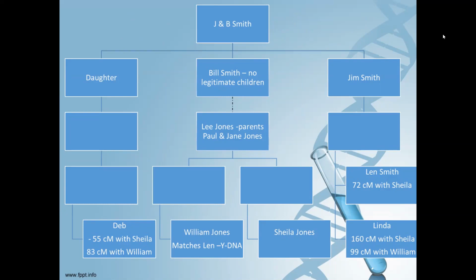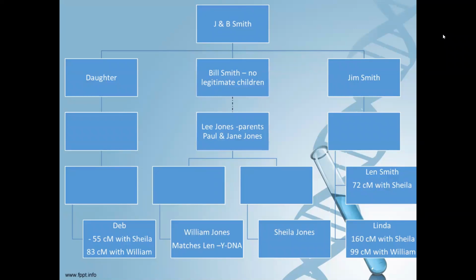Deb descends from them over on the left-hand side of the chart through a daughter of theirs. And then over on the right-hand side of the chart, Len and Linda, those are Deb's cousins, and she knows them. She's grown up knowing them. They're Smiths like she is.